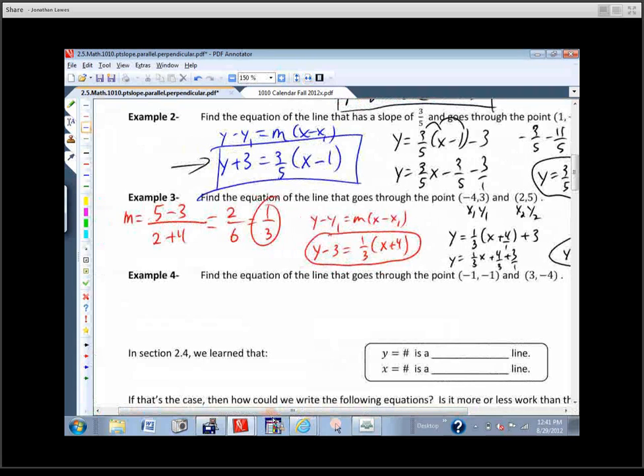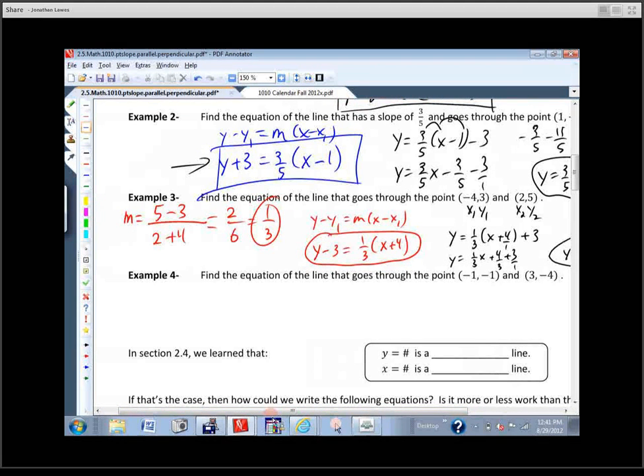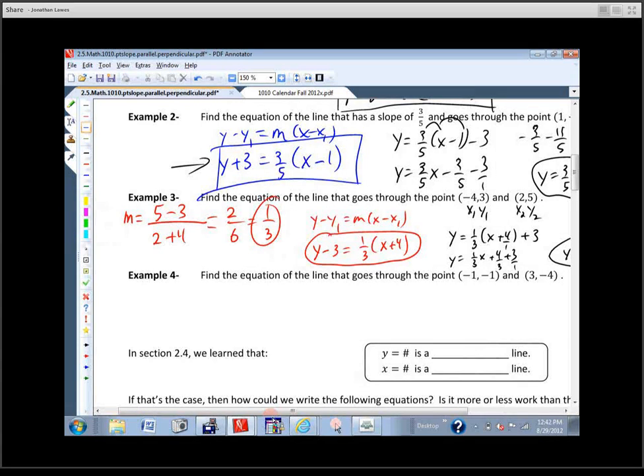Okay, next one. Would you try that one, please? Try example 4. And just stop at point slope form. When you're done, just check your answer with your neighbor. See if you got the same thing. If you did, you're probably right.